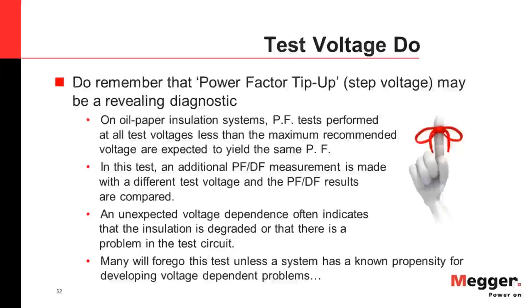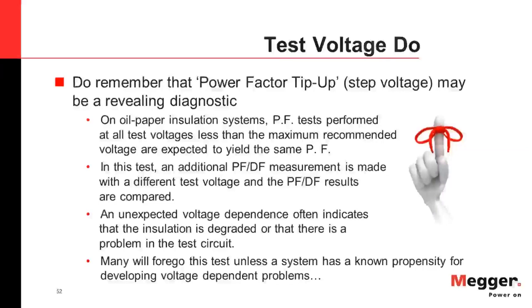An unexpected voltage dependence will indicate that the insulation is either degraded or that there's a problem in the test circuit. Many in the industry will just forego this test altogether unless the system they're testing has a known propensity for developing voltage-dependent problems, such as dry-type transformers, generators, or cables. But what you should be doing is taking advantage of smart tools that are available now. They remain vigilant when you decide to forego a power factor tip-up test on an oil-filled transformer because of time constraints, but they're still there monitoring.